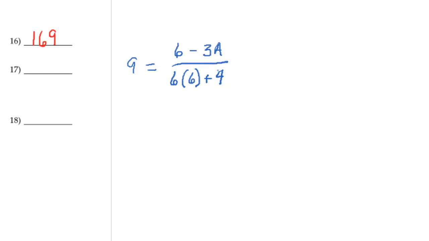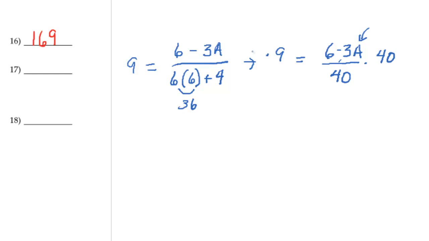We're going to simplify this denominator first, and you can see this is 36 plus 4, which is 40. So you have 9 equals 6 minus 3a, all over 40. We want to isolate the a, so we have to get rid of this 40. We multiply both sides by 40, and the 40s cancel. Here you have 360 equals 6 minus 3a.